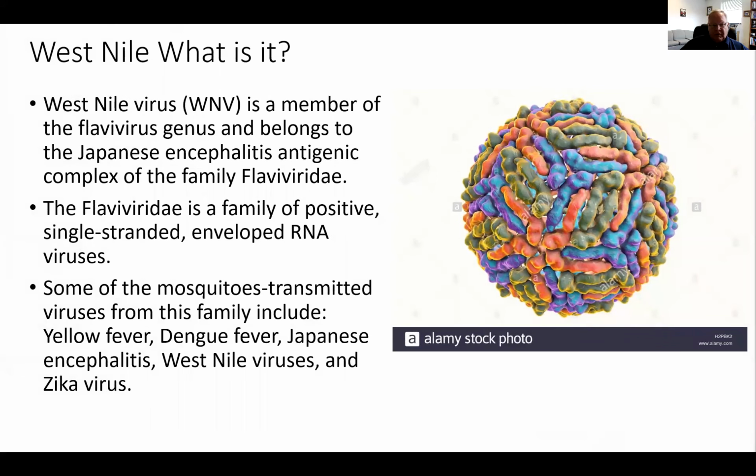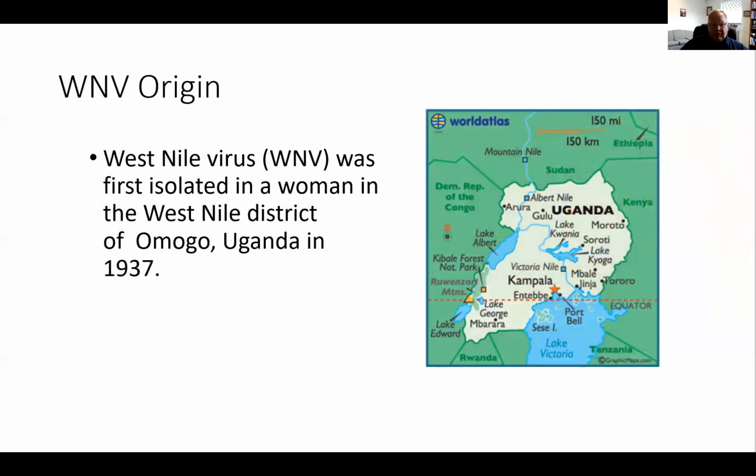The West Nile virus is a member of the Flavivirus genus, and it belongs to the Japanese encephalitis antigenic complex of the family Flaviviridae. The Flaviviridae is a family of positive single-strand enveloped RNA viruses. Mosquito-transmitted viruses from this family include yellow fever, dengue fever, Japanese encephalitis, West Nile, and Zika. Those are all very closely related. West Nile was first isolated in a woman in the West Nile district of Uganda in 1937, thus its name.